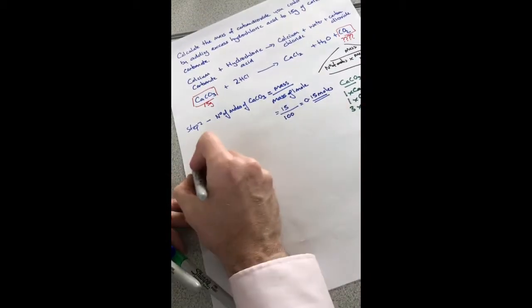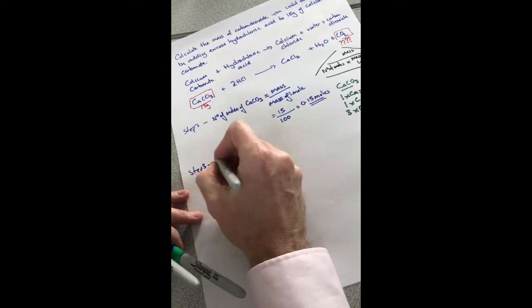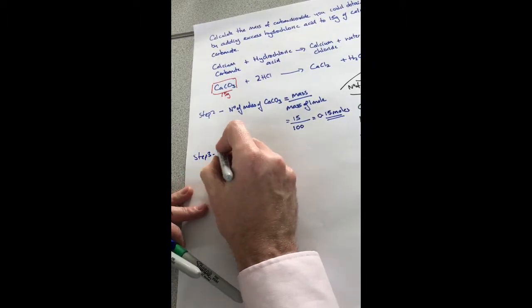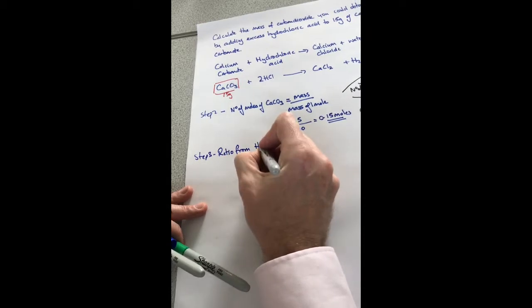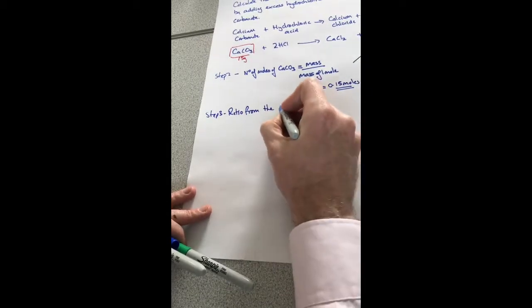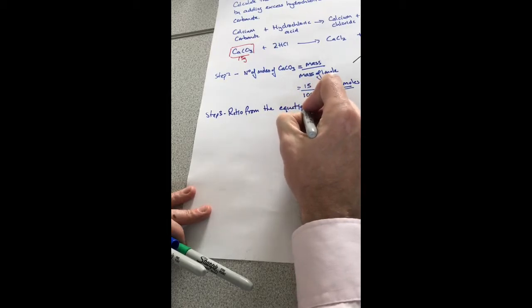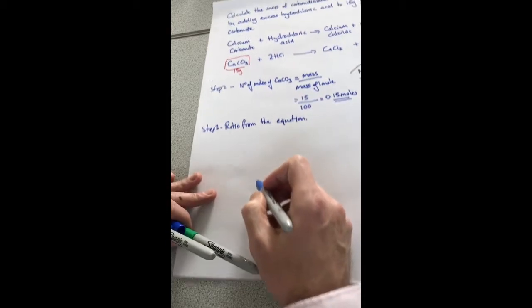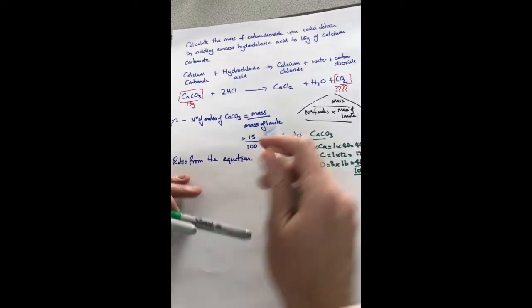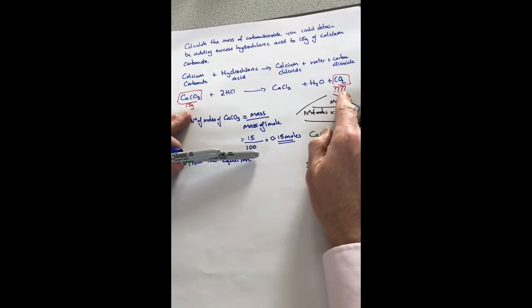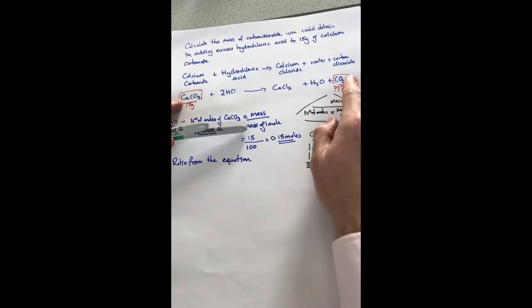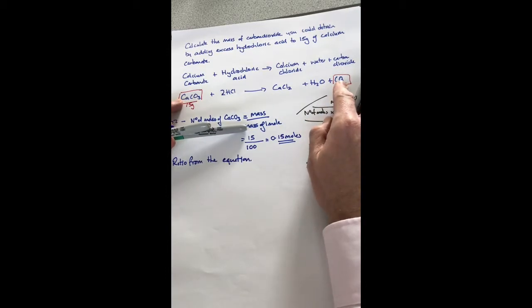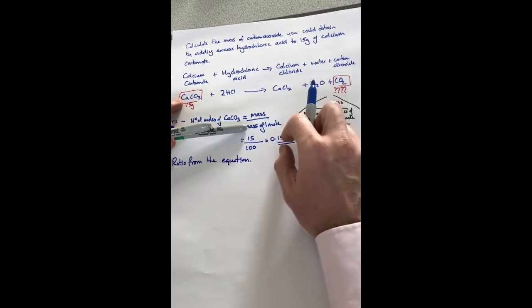My next step, so it's step 3, and here, what I'm going to look at is the ratio from the equation. If I go to the equation, and I'm only interested in, remember, the two chemicals that are highlighted here and here, I can see that there's no number in the balanced equation in front of this. So there's 1 mole of calcium carbonate, and there is no number in front of the carbon dioxide, so there's 1 mole of carbon dioxide.